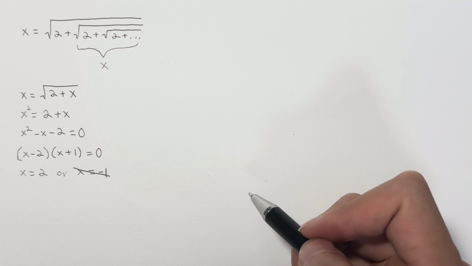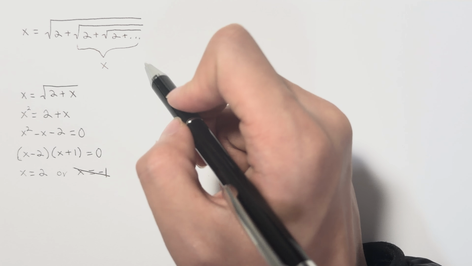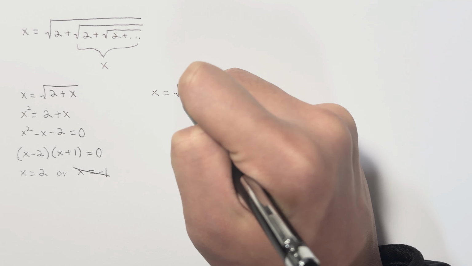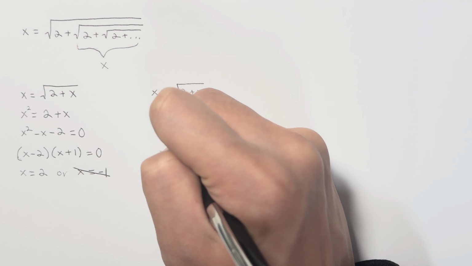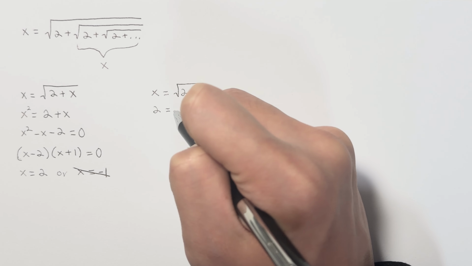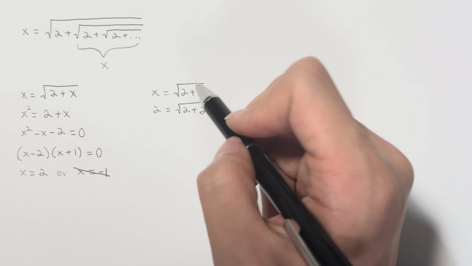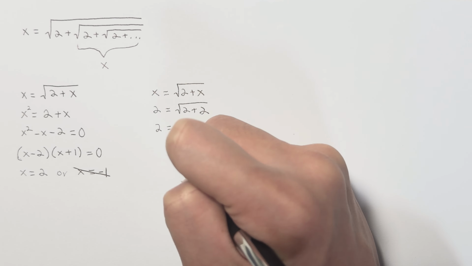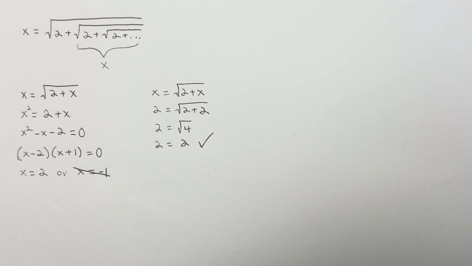Let's verify this makes sense. If x equals 2, then we have x equals the square root of 2 plus x. 2 equals the square root of 2 plus 2, which equals 2 equals the square root of 4. 2 equals 2, which is correct. Perfect. And we can verify this another way.